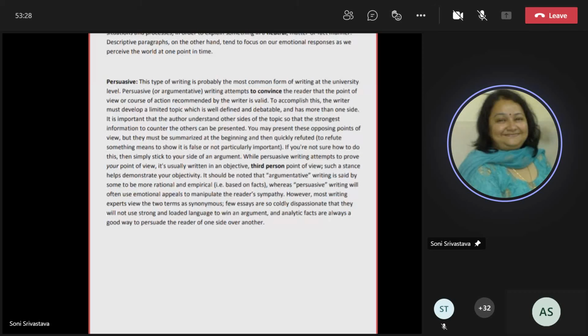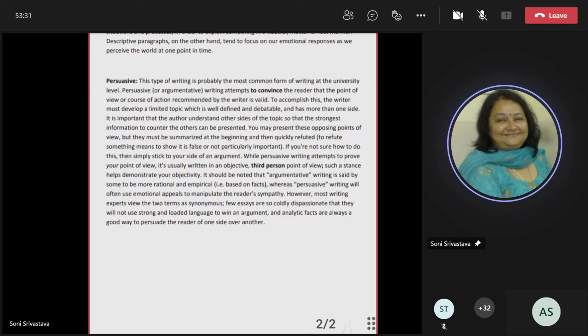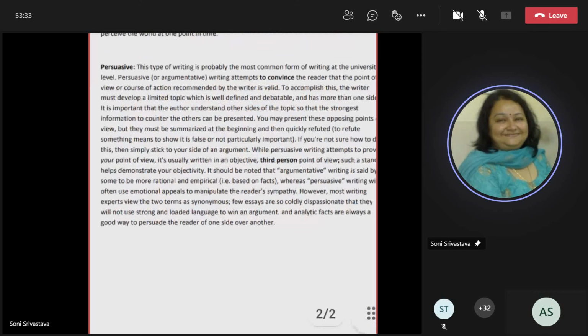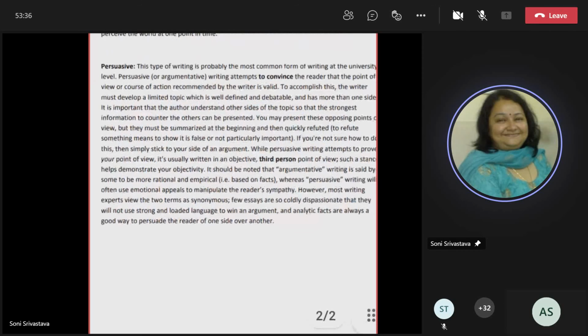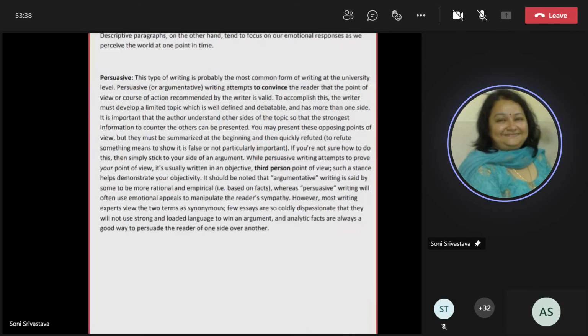Now, when we come to the main definition, it is important that the author understand other sides of the topic so that the strongest information to counter the others can be presented. You may present these opposing points of view, but they must be summarized at the beginning and then quickly refuted. Refuted means to differ, to counter-check somebody, prove that it is false. So if you are not sure how to do this, then simply stick to your side of an argument.